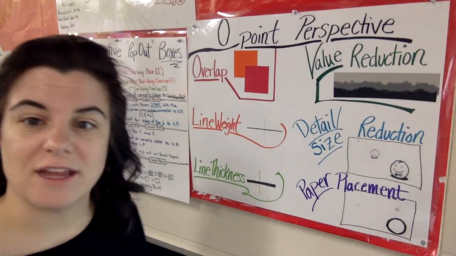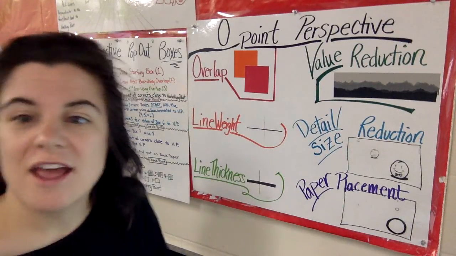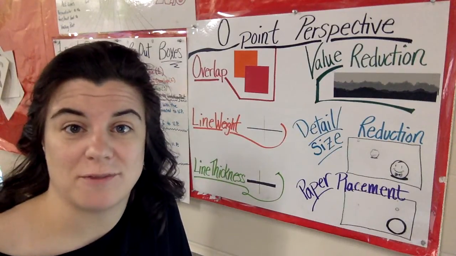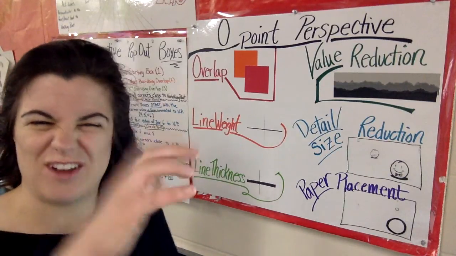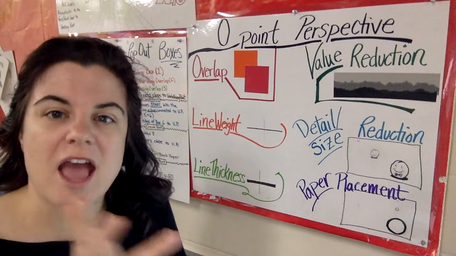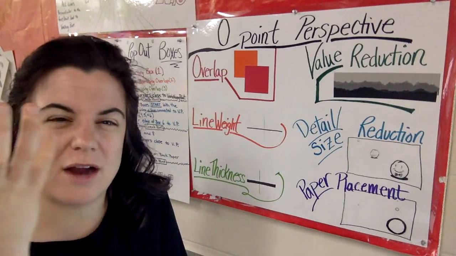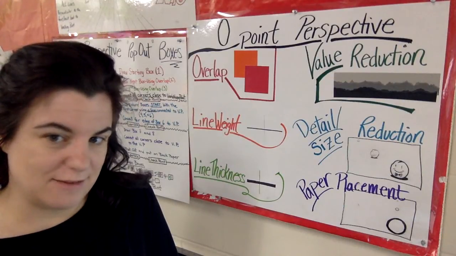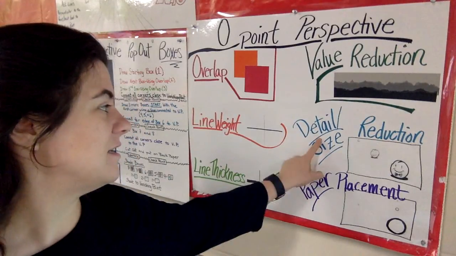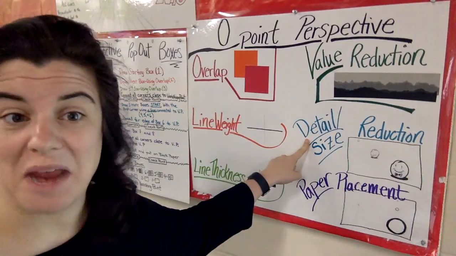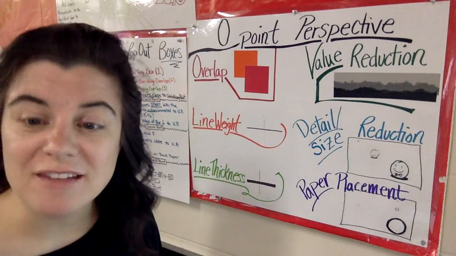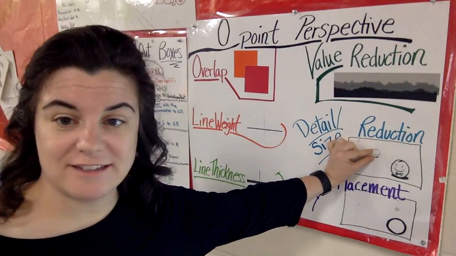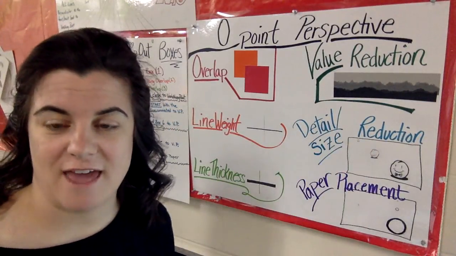The first one is value reduction. Value reduction is basically where something called atmospheric perspective happens, where the atmosphere or whatever gets in the way. And so things become grayer as they go further back into space. The next one is detail reduction and size reduction. So things should get significantly smaller the further back that they are.